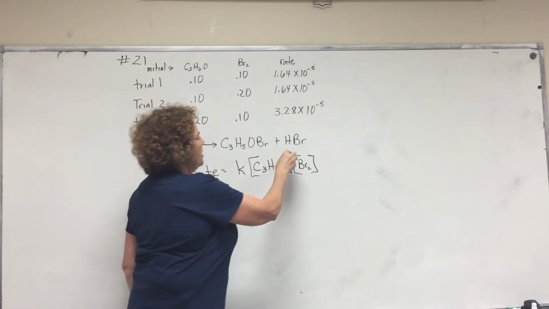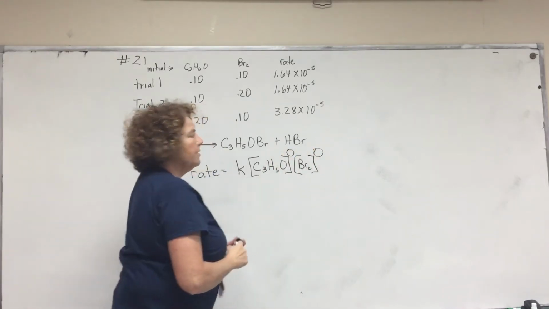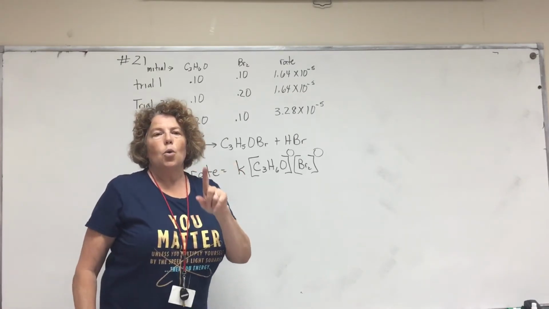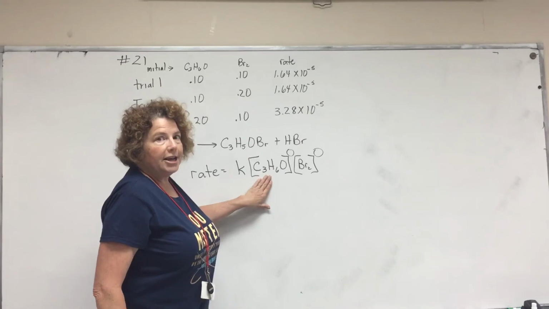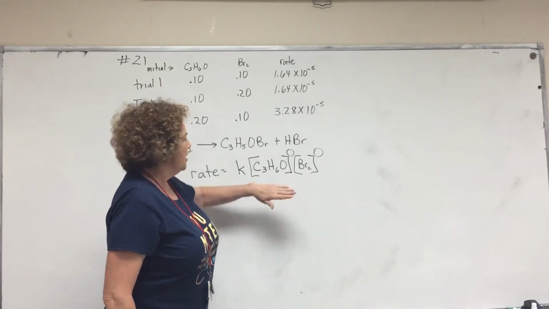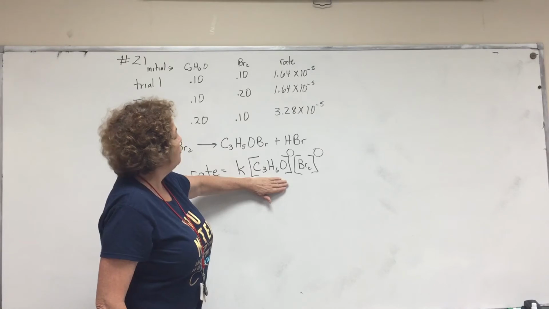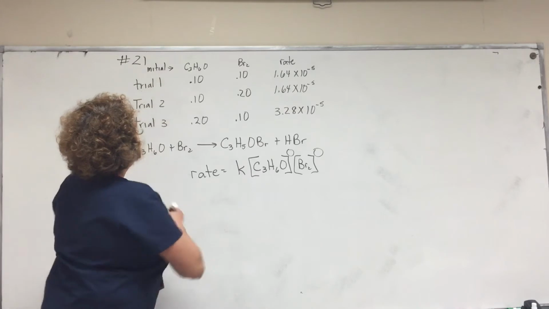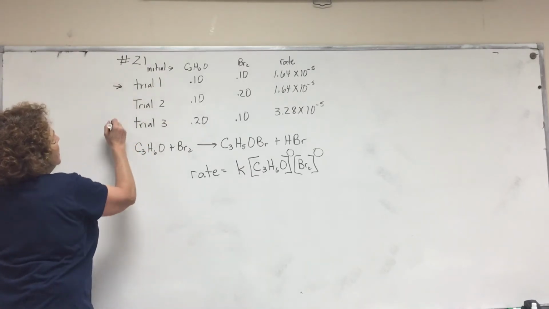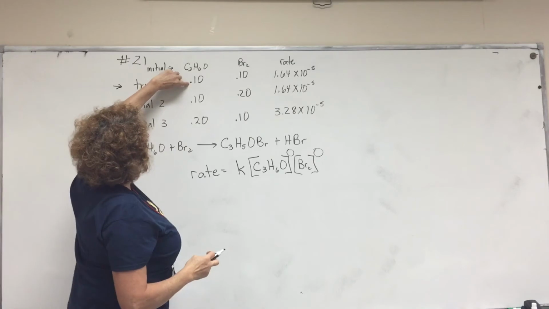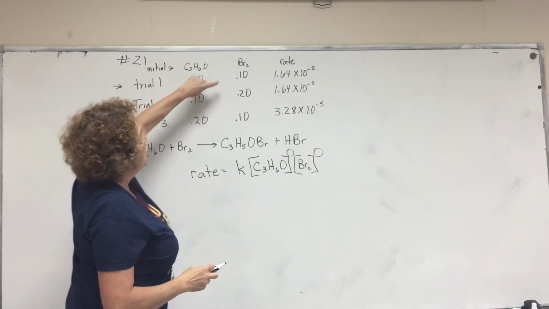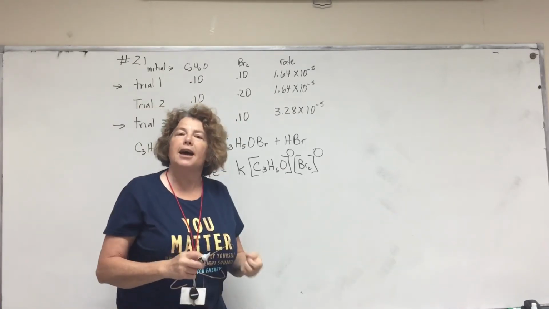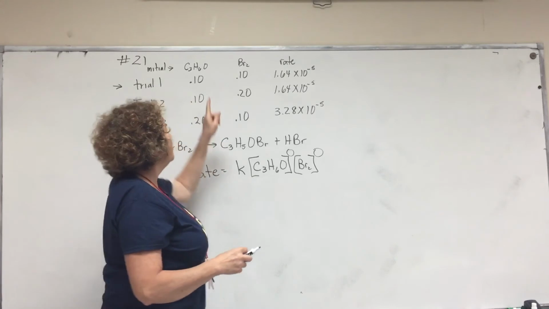So we need to find out what these exponents are over here, okay? And the way we do that is we find an experiment where the one we're looking for changes, but the one we're not looking for doesn't. So let's look for C3H6O first. Well, in trial 1 and 2, it doesn't change. So we need to look at trial 1 and 3, because in these 2 trials, the concentration changes, but the concentration of Br2 does not. So we know the Br2 is not affecting our rates, just the first one.